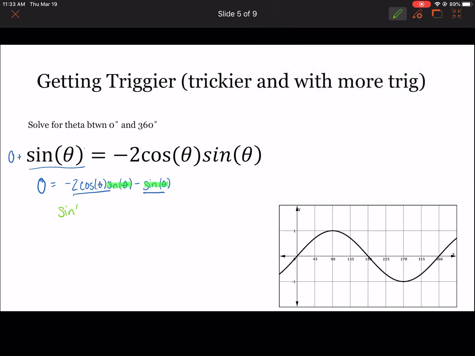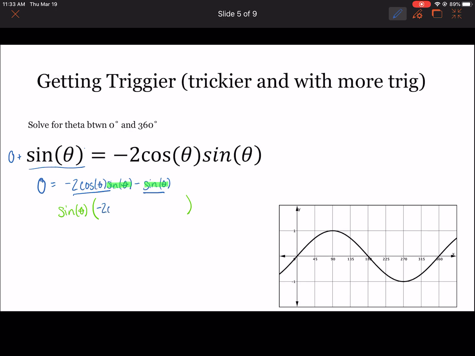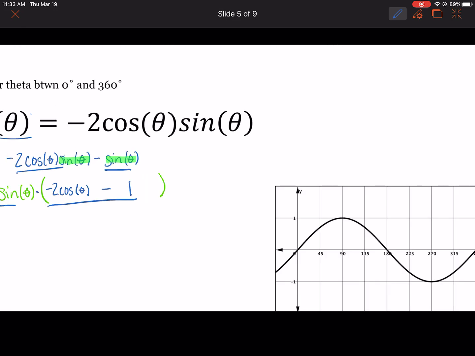If I factor out sine of theta from that expression, what I'm left with is a negative 2 cosine of theta in that first term. And in that second term, I'm just left with negative 1 as my placeholder. It is still, of course, equal to 0. The 0 on the other side of the expression did not disappear. And now from here, I have two factors multiplied together equal to 0.